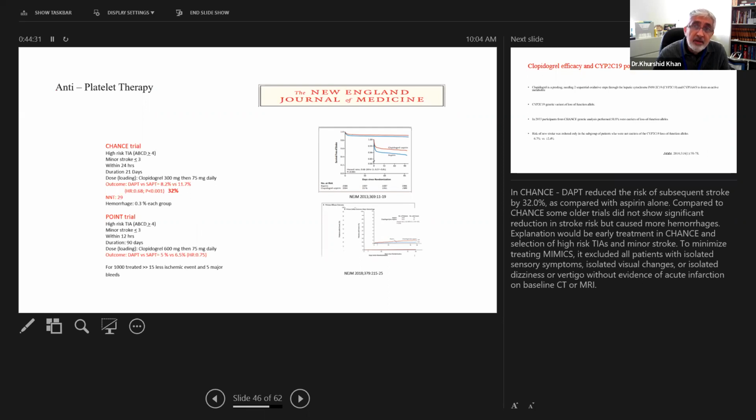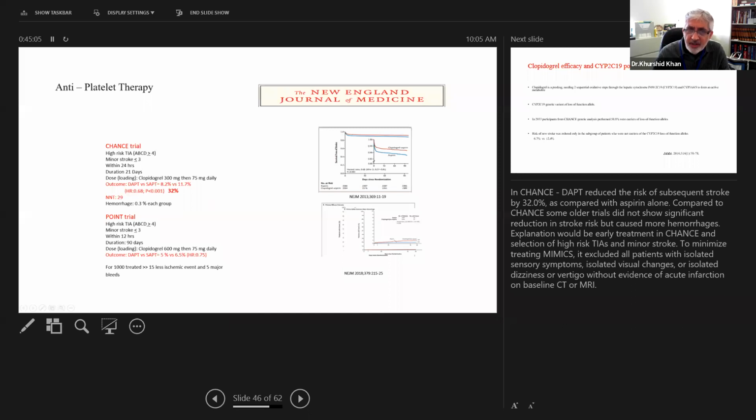And there is a place for dual antiplatelets after high-risk TIA or minor stroke, if it is initiated within a short time of the onset of these symptoms. Two pivotal trials, CHANCE and POINT, looked at aspirin-clopidogrel combination versus monotherapy, and both showed that there was a significant benefit.